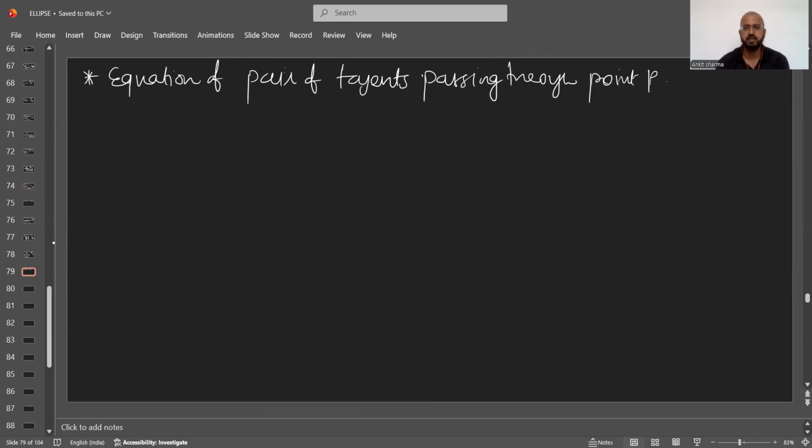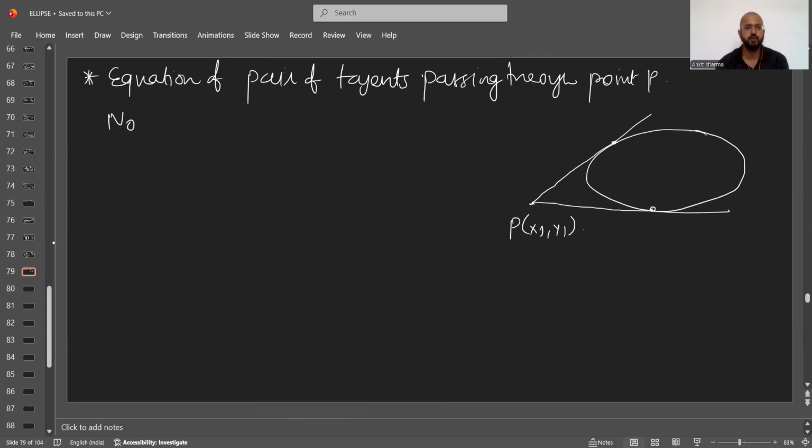Which means I have an ellipse here, and then there is a point here P, say x1, y1. And now from this point, there are two tangents being drawn. So I want to find the joint equation of these two tangents. If I want the joint equation of these two tangents, this we will do without proof.